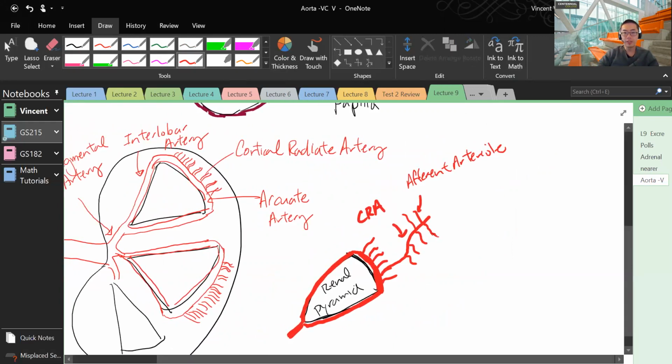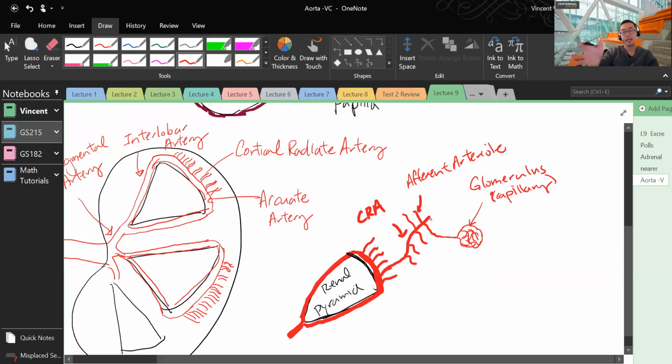The afferent arteriole is going to turn into a web of capillaries, kind of like a ball. And this ball is called the glomerulus. It's capillary, and it's very leaky.